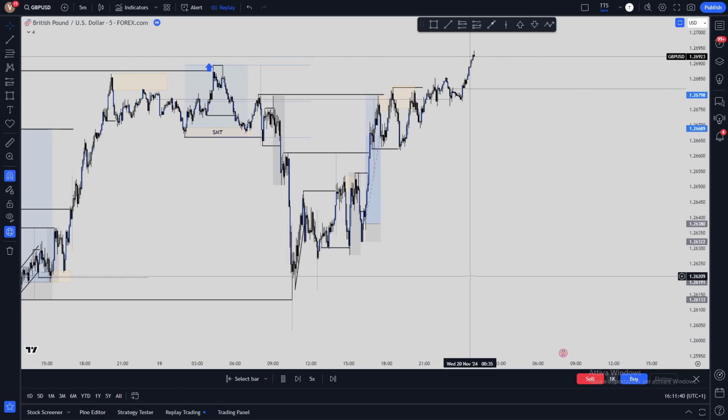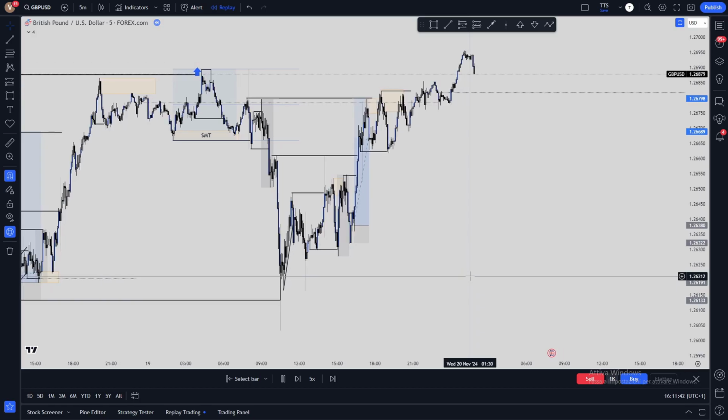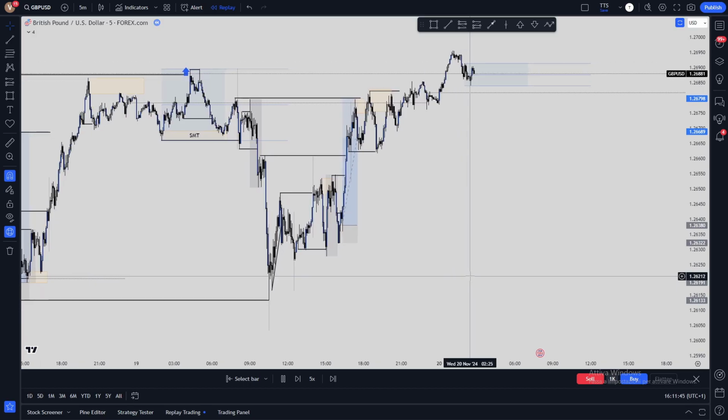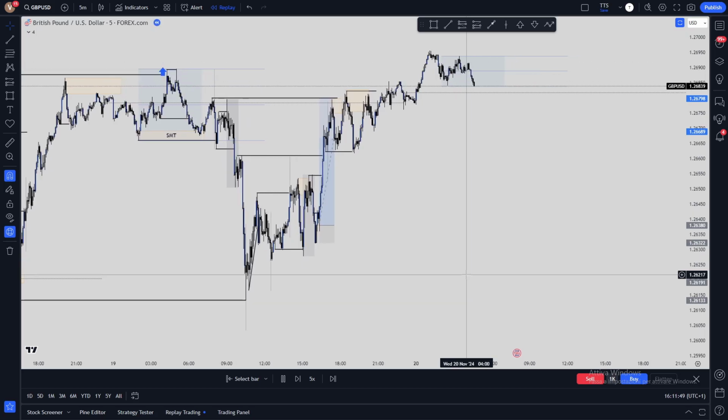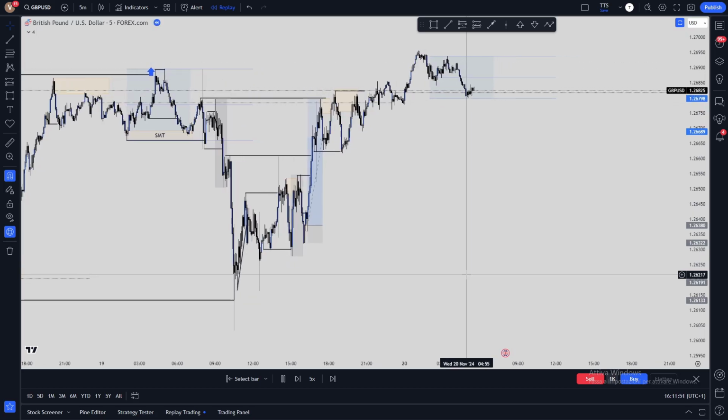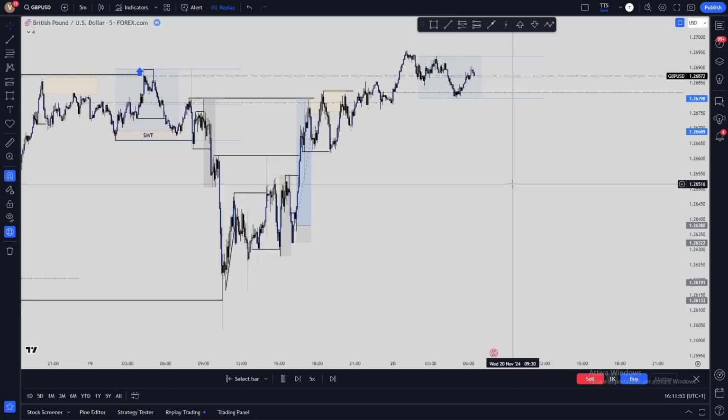Hope guys you understand. I cannot go too much deeper, but I'll do my best to show everything to make you understand what I do to look at price action.